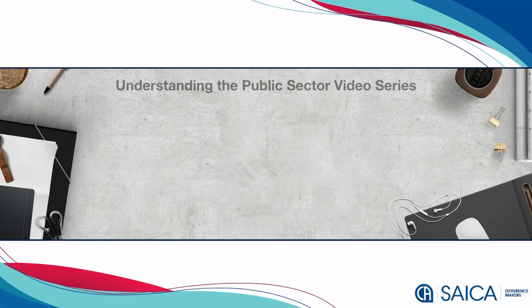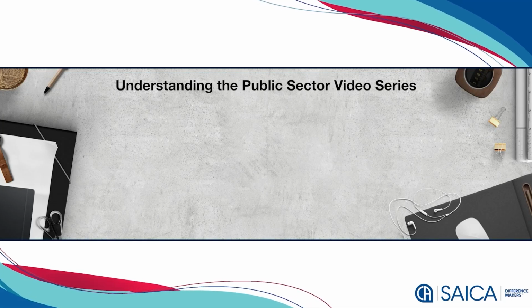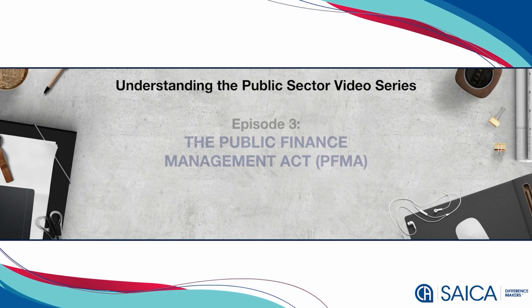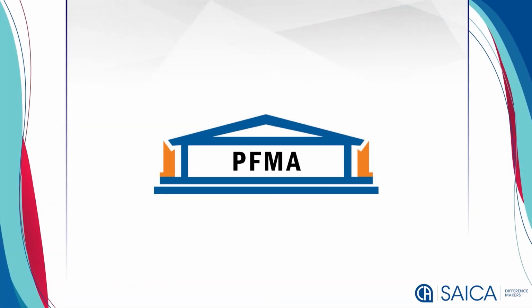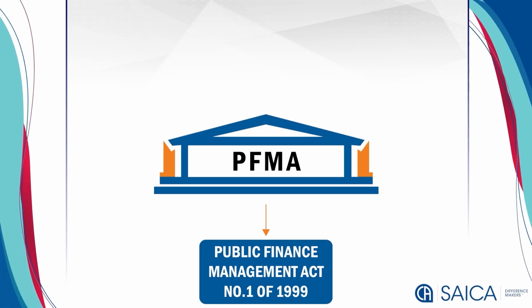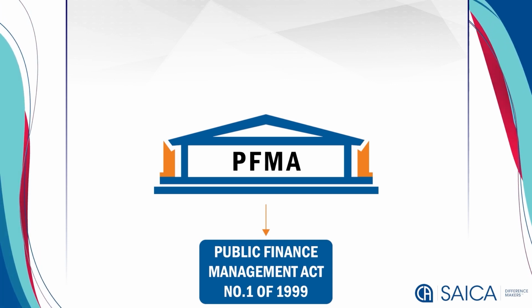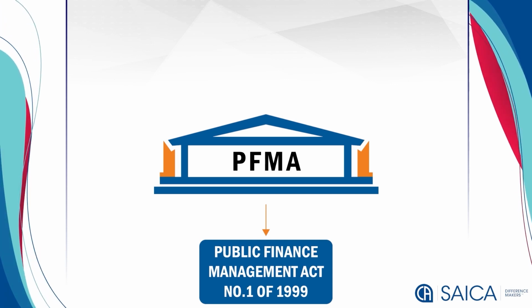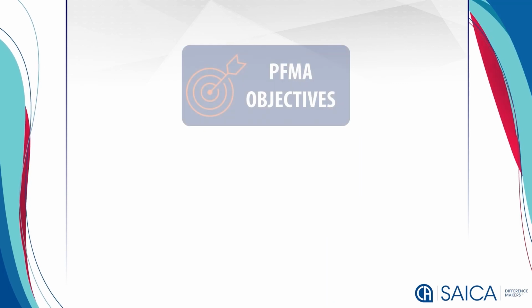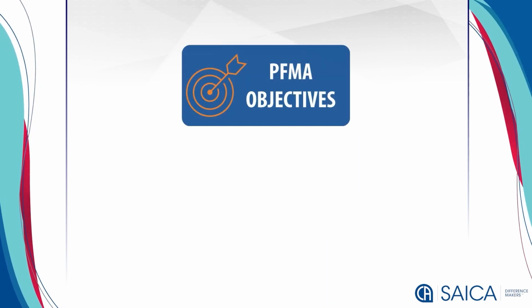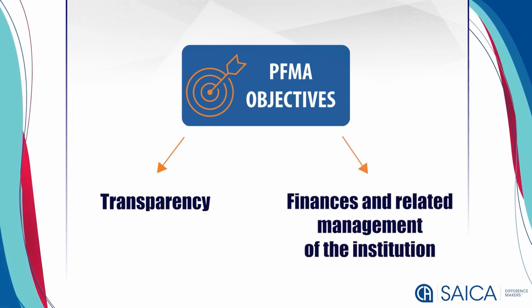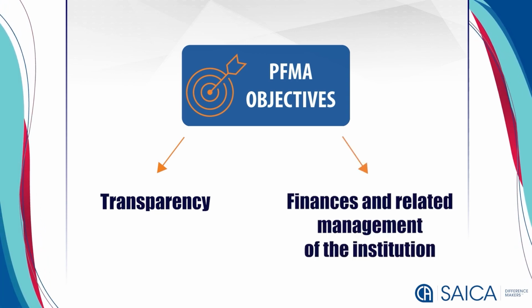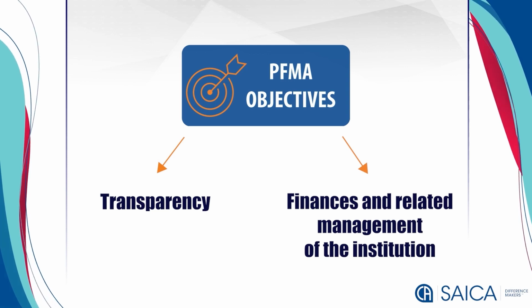This video is aimed at providing viewers with a better understanding of the Public Finance Management Act, PFMA. The complete name of the PFMA is the Public Finance Management Act No. 1 of 1999, hereafter referred to as the PFMA. The objective of the PFMA is to ensure transparency, among other principles, around the finances and related management of the institutions within the public sector that this Act applies to.